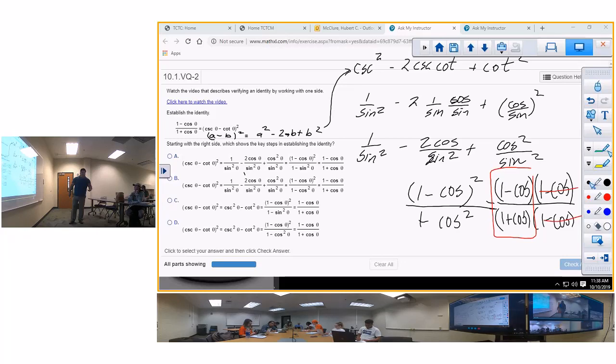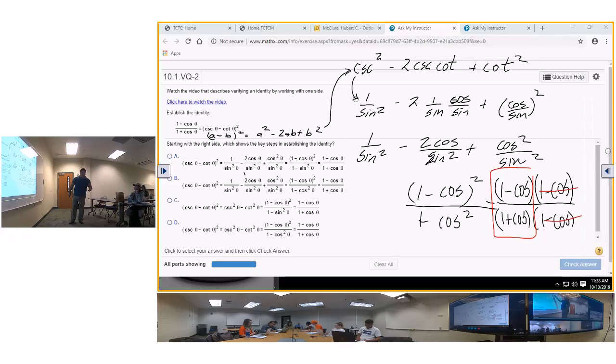All right. So the cosecant squared can be written as 1 over the sine squared. Cosecant is equal to 1 over the sine, and cotangent is cosine over the sine, and cotangent squared is cosine over the sine quantity squared, which can turn into this. And now you should be able to finish it.